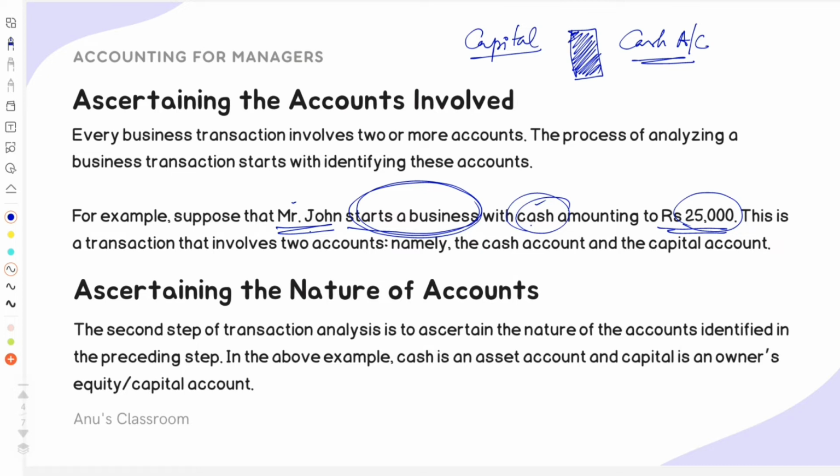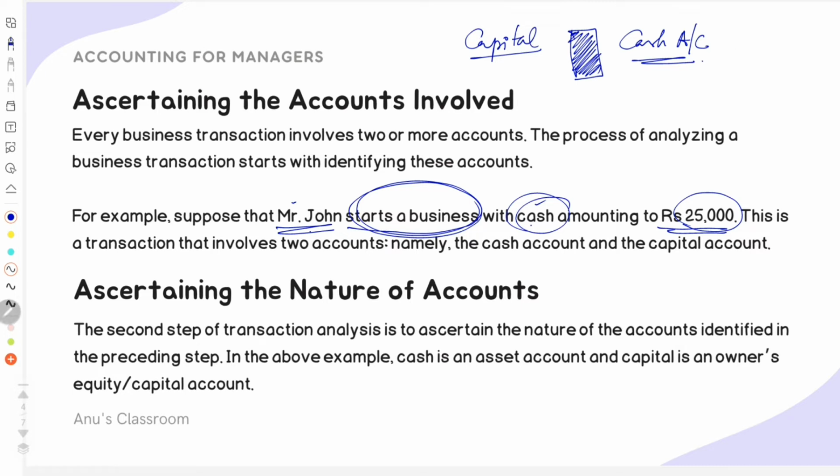So, moving ahead, ascertaining the nature of accounts. Once we have identified these accounts, we have to identify the nature of these accounts.